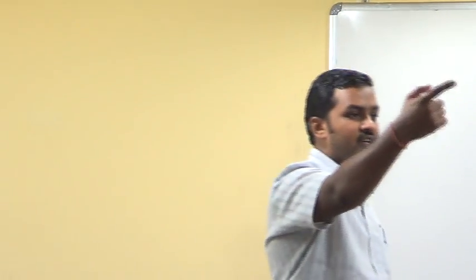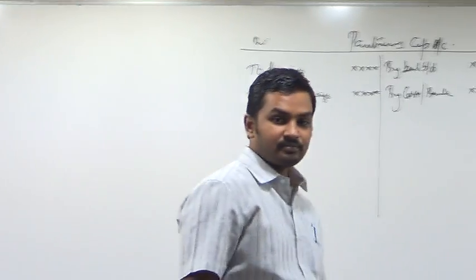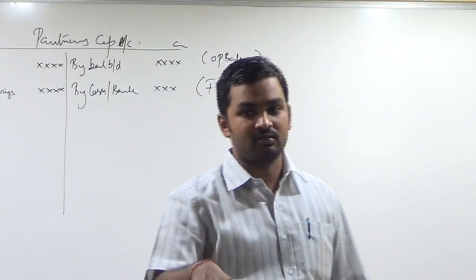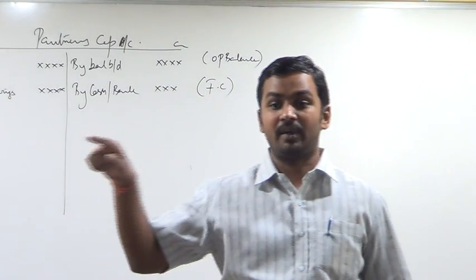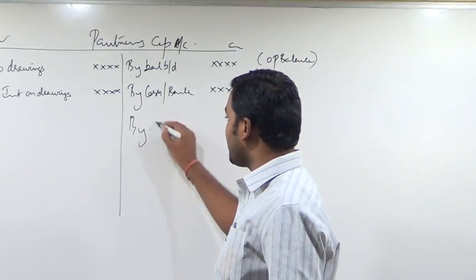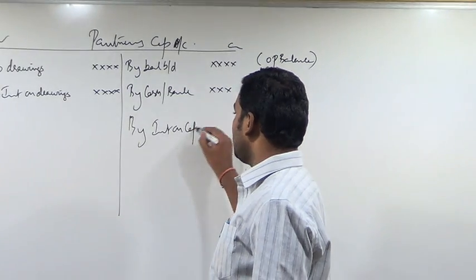Then sometimes the partnership deed may allow partners interest on capital. Interest on capital is a loss for the firm, but the capital of the partner will increase. Because of interest on capital, the partner's capital account balance is going to increase. What is the entry we pass for interest on capital? Interest on capital account debtor to partner's capital account. So partner's capital account is credited by interest on capital.